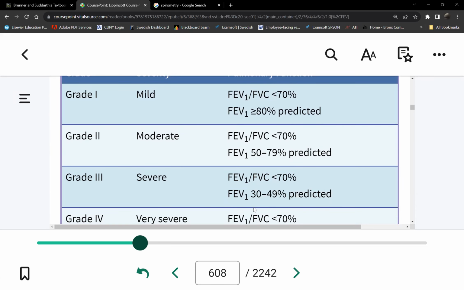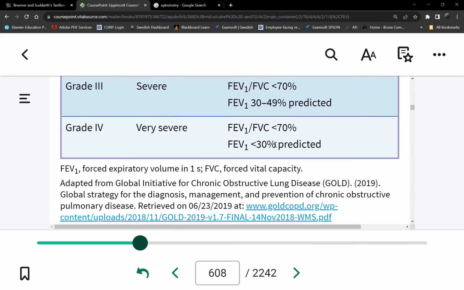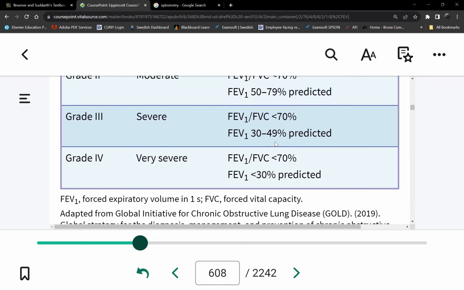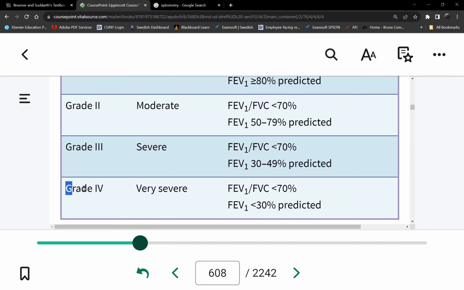Any question on the severity, the stages? All right, so grade 1 is greater than or equal to 80, and then it goes down from there, 50 to 79, 30 to 49, and then less than 30 for grade 4. So where will you see grade 4 COPD patients? You don't see them outside here, walking around the city, but in hospice, or bedbound. Can these patients walk? No, not if they're only under 30% now.